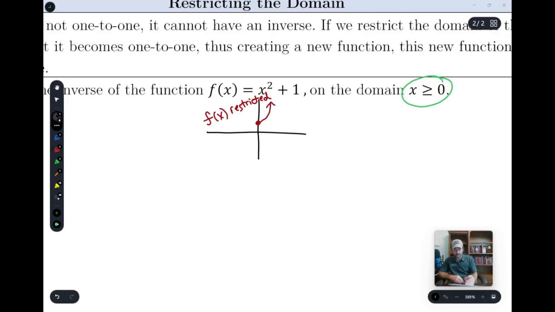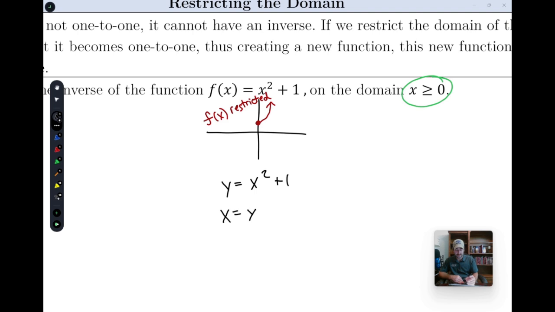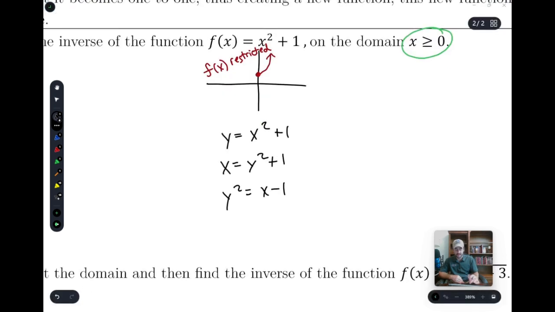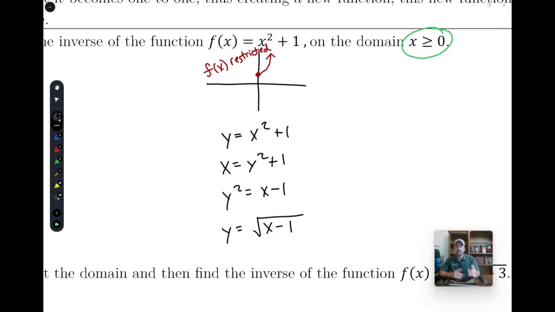And so we're going to invert it. y equals x squared plus 1. Switch them. x equals y squared plus 1. Move the 1 over. y squared equals, what would that be? x minus 1. And then square root it. y equals the big old square root of x minus 1. But wait, weren't we supposed to introduce a square root with a plus or a minus? Yes. This is why that domain restriction was so important, to eliminate this option.